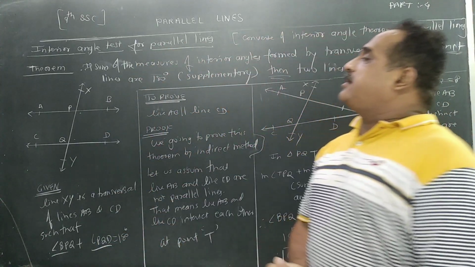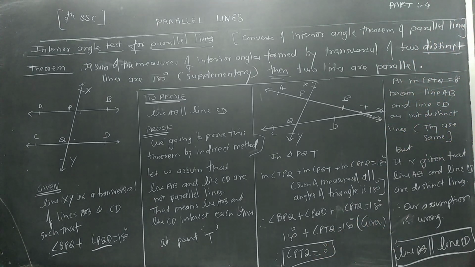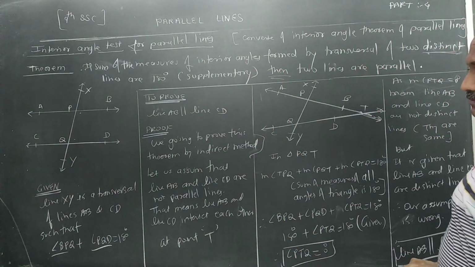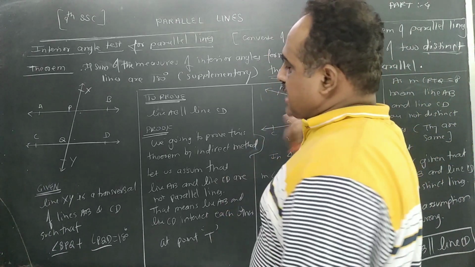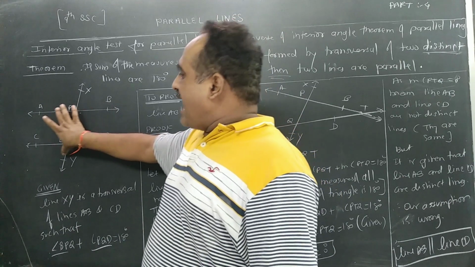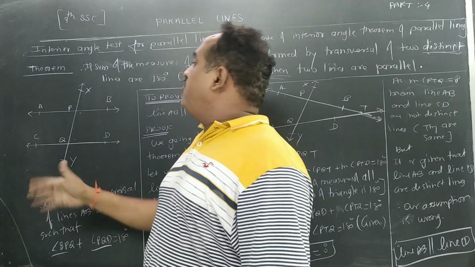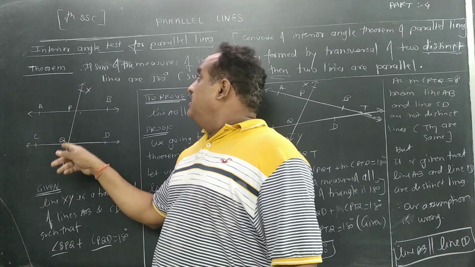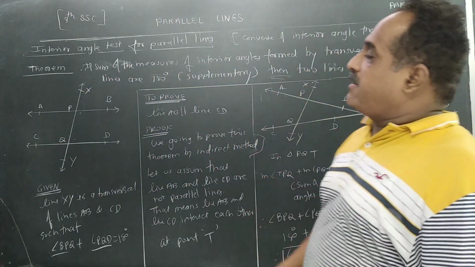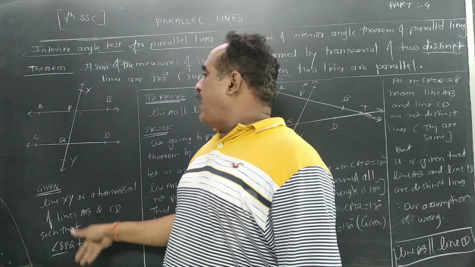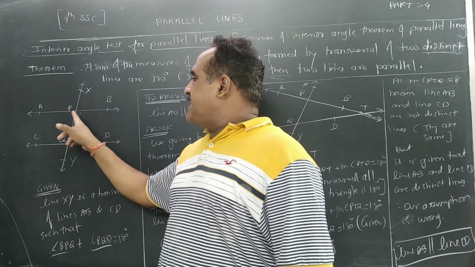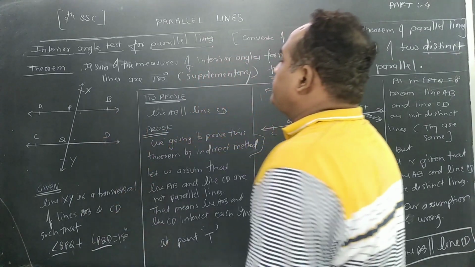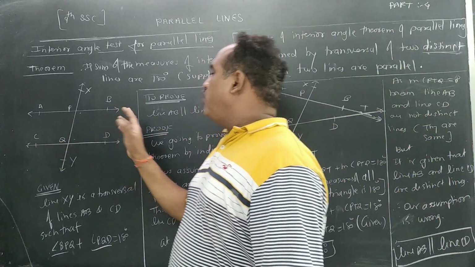So what is the interior angle test statement? The sum of the measures of interior angles formed by a transversal of two distinct lines is 180 degree or supplementary, then the two lines are parallel. So we have to prove that these two lines are parallel. I have drawn them parallel, but we are going to consider they are not parallel. तो what are they given to you? Sum of the measure of interior angles formed by a transversal. सबसे पहला transversal कौन सी है? XY, and two lines कौन से है? Line AB and line CD, such that angles PBQ and PQD is 180 degree. Correct? और मुझे क्या प्रूव करना है? Line AB is parallel to line CD.